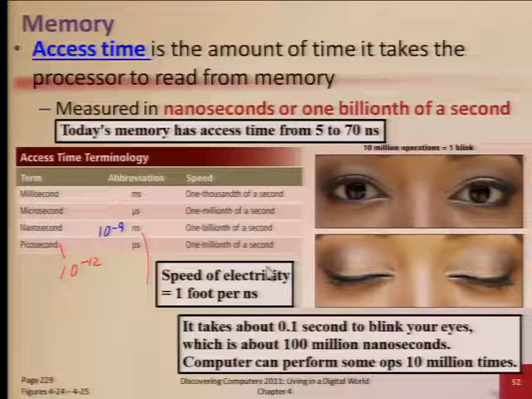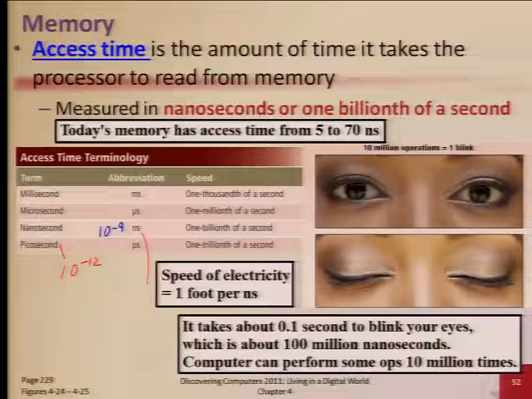And just for a kind of feeling, because sometimes we talk about nanoseconds. I mentioned in the previous lecture, the speed of light or electricity is what? 1 foot per nanosecond. That means during that 1 nanosecond, the electricity will travel about 1 foot, or light will travel about 1 foot, right? And how about the blinking of your eye? There's a measurement there. It's about 0.1 second.